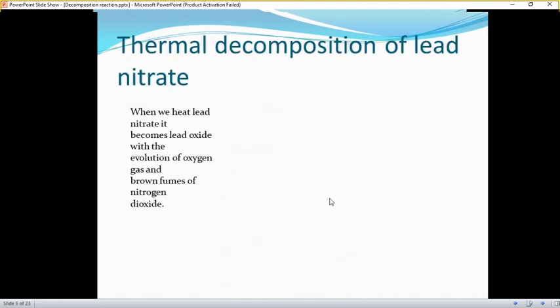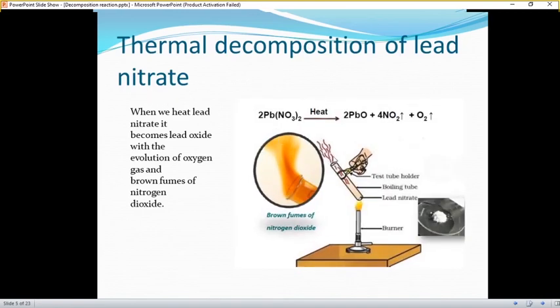Now let's look at another example of thermal decomposition: the thermal decomposition of lead nitrate. Pb(NO3)2 is lead nitrate. When it is heated, it results in the formation of lead oxide and the evolution of two gases. One is oxygen gas and the other one is NO2, that is nitrogen dioxide.